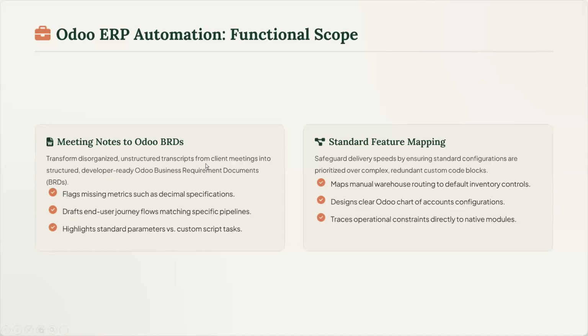So what I will ask of Claude in the Odoo ERP automation functional scope is that it exactly flags the missing metrics, such as decimal specifications. If there is anything missing, you have to flag it for us. It drafts user journey flows matching specific pipelines, and highlights the standard parameters versus the custom script tasks, like most of what we are usually doing in the BRDs and these things. And there is also a standard feature mapping, which safeguards delivery speeds by ensuring standard configurations are prioritized over complex, redundant custom code blocks.